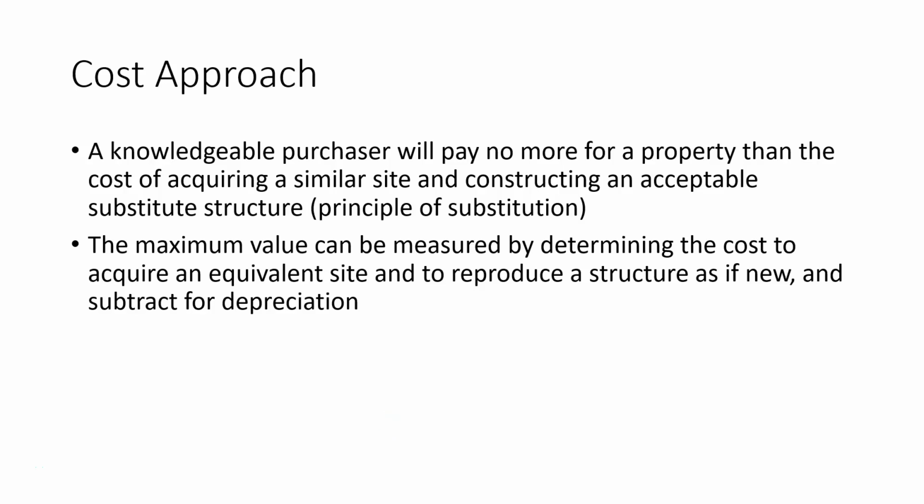Okay, in part 2 we're going to cover the cost approach, and this is based on the idea that a knowledgeable purchaser will pay no more for a property than the cost of acquiring a similar site and then constructing an acceptable substitute structure, based on the principle of substitution. The maximum value can be measured by determining the cost to acquire an equivalent site and to reproduce a structure as if new, and then subtract for depreciation. We'll explain that a little bit later on.